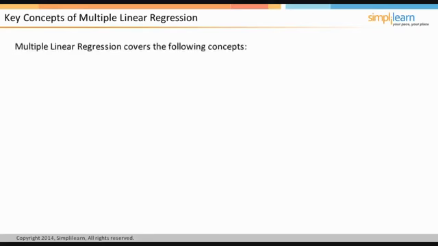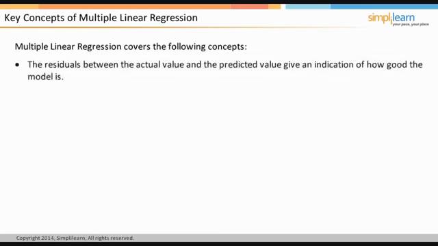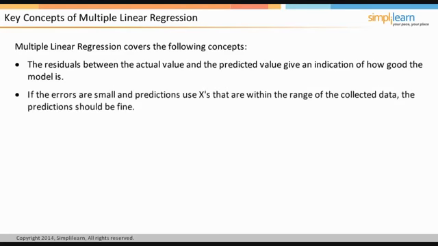The key concepts in multiple linear regression are as follows. The residuals, or the differences between the actual value and the predicted value, give an indication of how good the model is. If the errors or residuals are small and predictions use x's that are within the range of the collected data, the predictions should be fine.